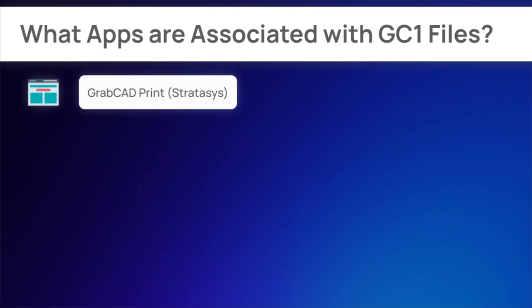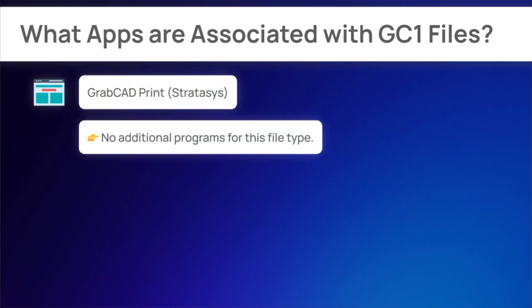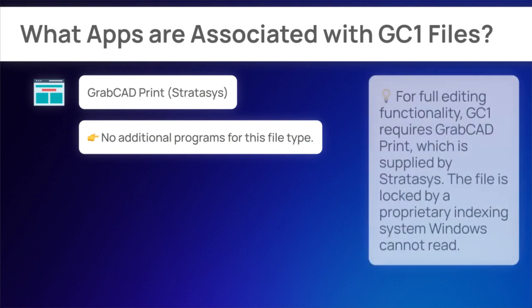For direct reading of GC1 content, the best choice is GrabCAD Print, developed by Stratasys. The file is locked by a proprietary indexing system Windows cannot read. Windows can't interpret their full geometry, so thorough review must be done in dedicated 3D software.